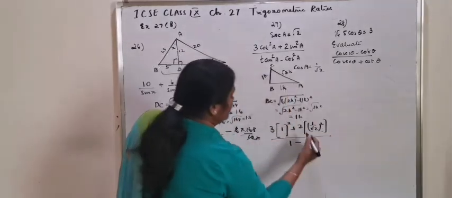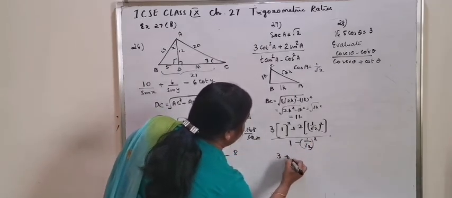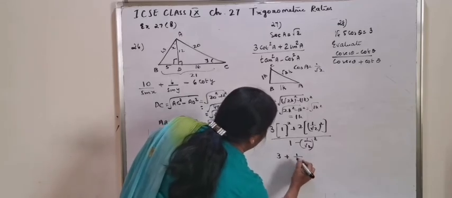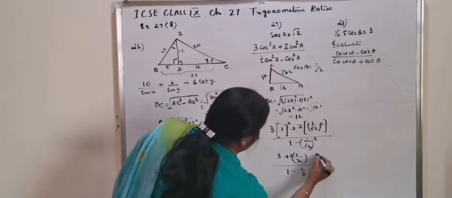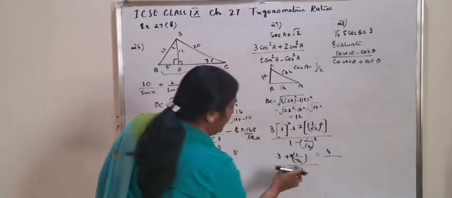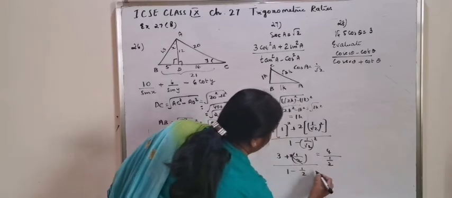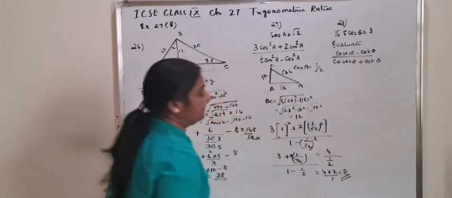Cos square A is 1 by 2, 1 by root 2 the whole square, which is equal to 3 plus 1 by 2, 2 into 1 by 2, divided by 1 minus 1 by 2. 3 plus 1 is 4 divided by 1 minus 1 by 2 is 1 by 2, or 4 into 2 by 1, which is equal to 8.